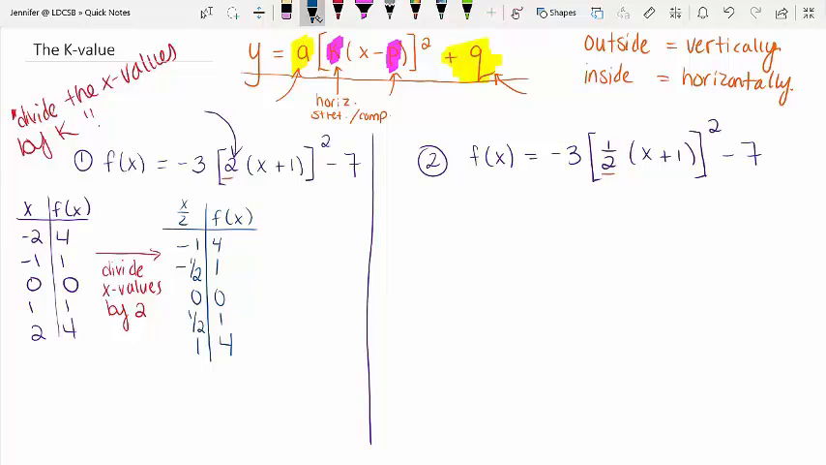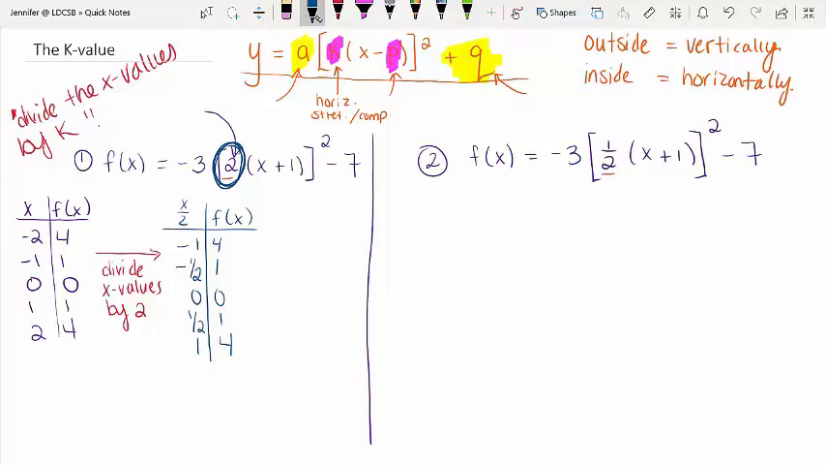But that still doesn't answer the question. How do you look at your k-value and know, if you had to write your list of transformations, how do you know if you would say that is a horizontal stretch of 2 or a horizontal compression of 2? Okay. Here's how you do that.